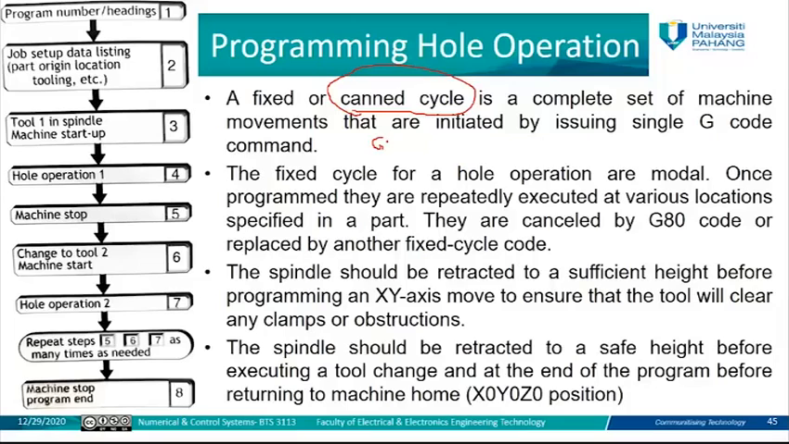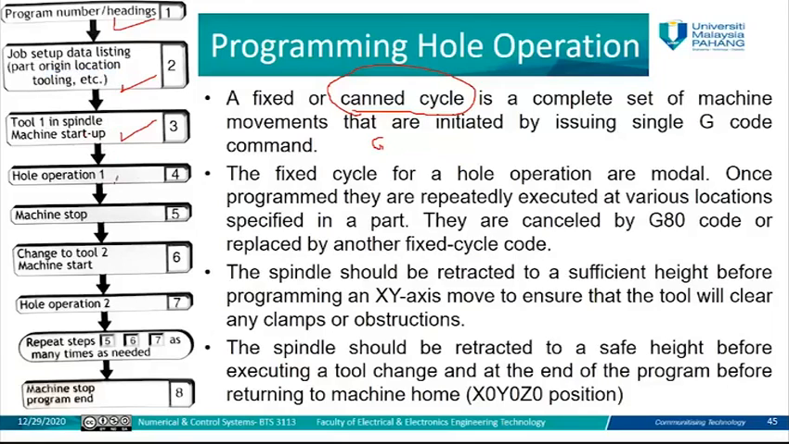So there are some parameters that need to be created, and usually this is the sequence for the programming of the hole operation. We need to define the program number and heading, and the setup for the job. Then we need to define the tools that we are going to use, because creating a small hole or a big hole depends on the diameter of the tool. So we need to define the tool here, and the tool length and tool diameter need to be defined as well.